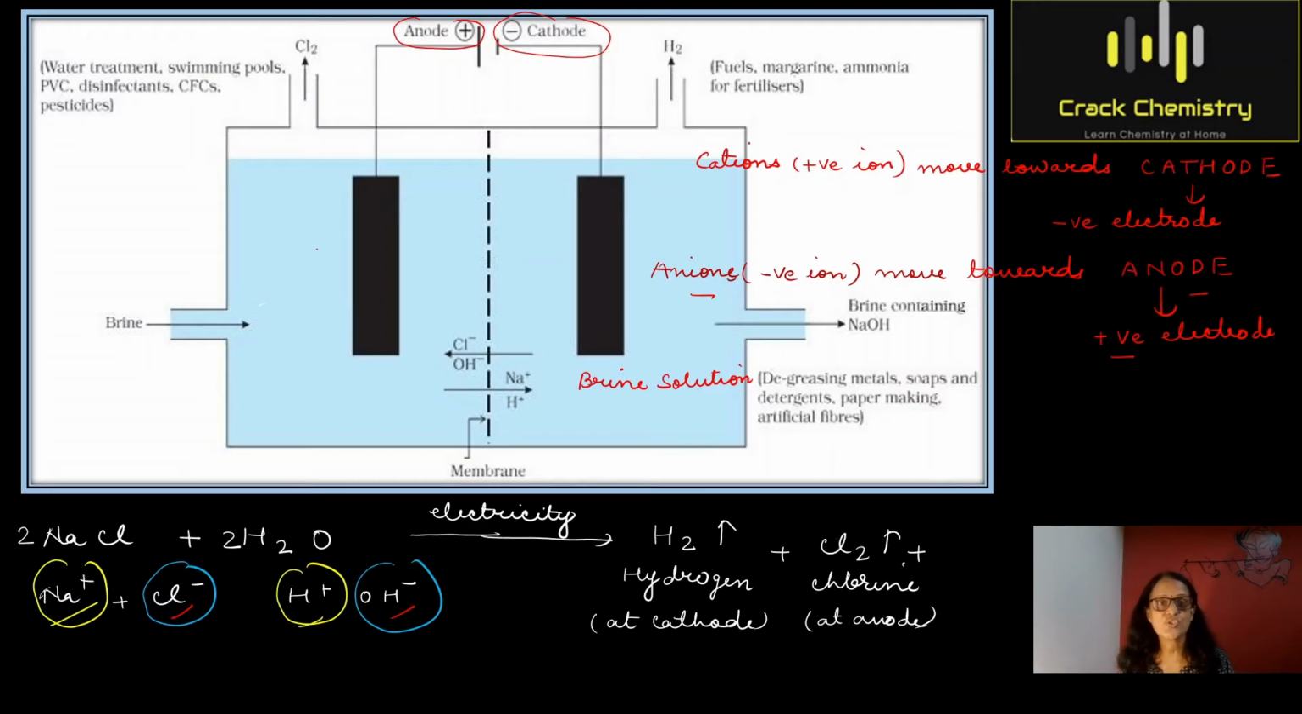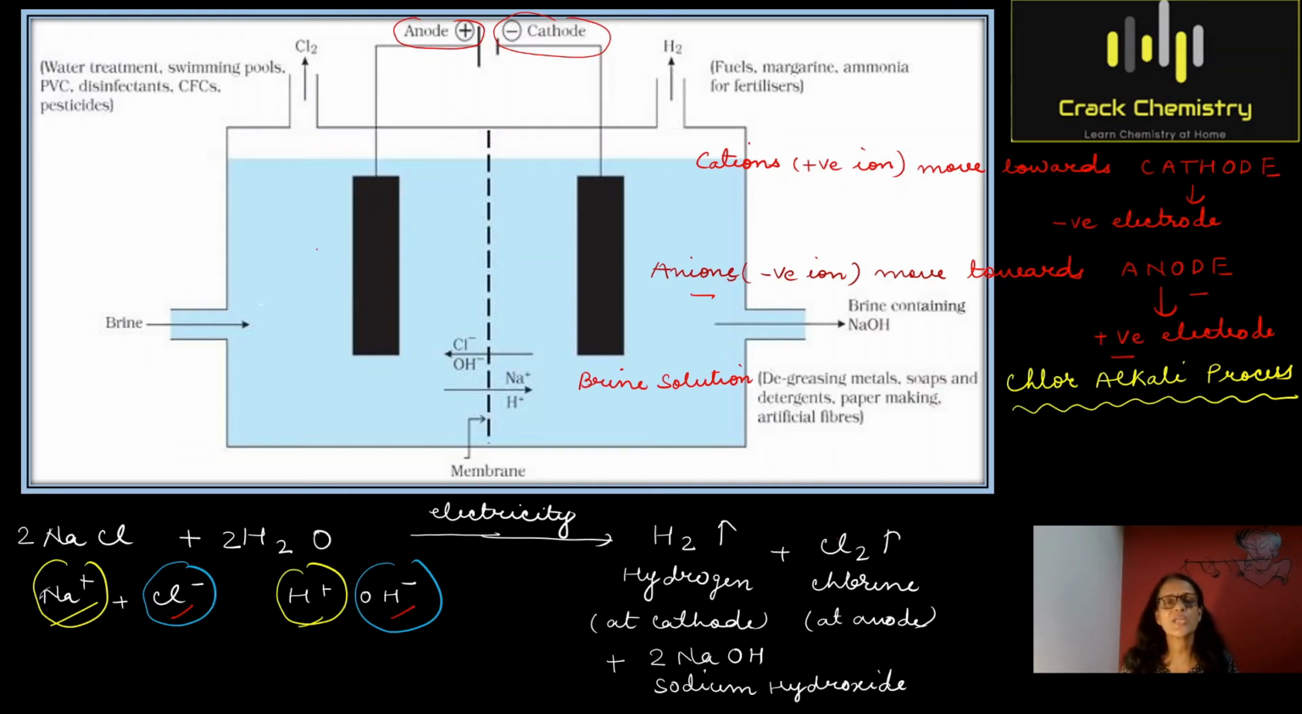And what will happen to the sodium ions and hydroxide ions? They will remain in the solution and they will form sodium hydroxide. So sodium hydroxide will be formed in the solution. Children, the name of this process is the Chlor Alkali process. Why is this process called the Chlor Alkali process? This process is called the Chlor Alkali process because of the products which are formed during this process.